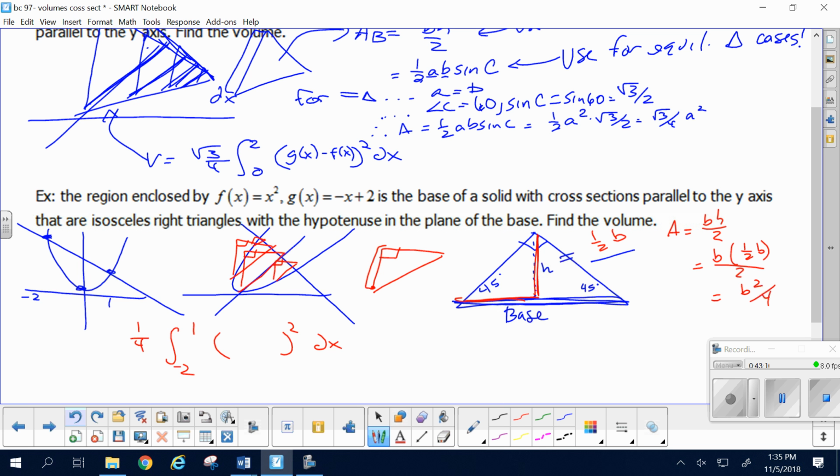So if the area of the base is base squared over 4, and the height or thickness is dx, then 1/4 out front, and what is the base? g minus f or f minus g? g minus f. Quantity, all quantities squared.